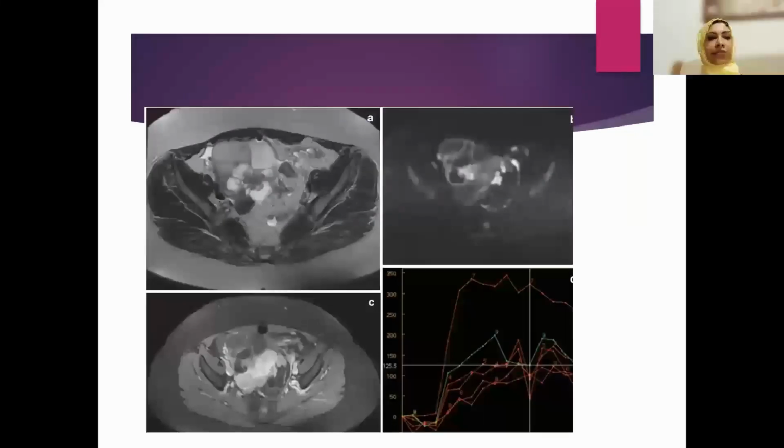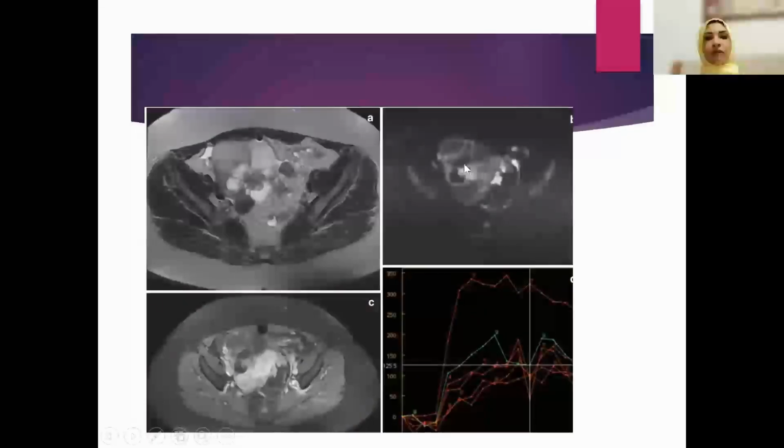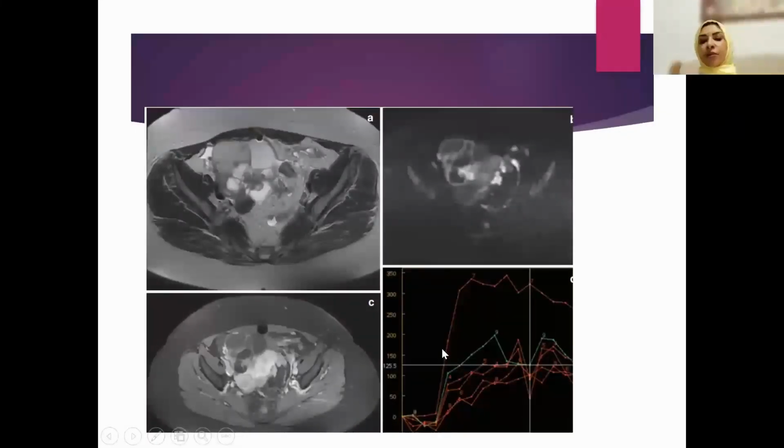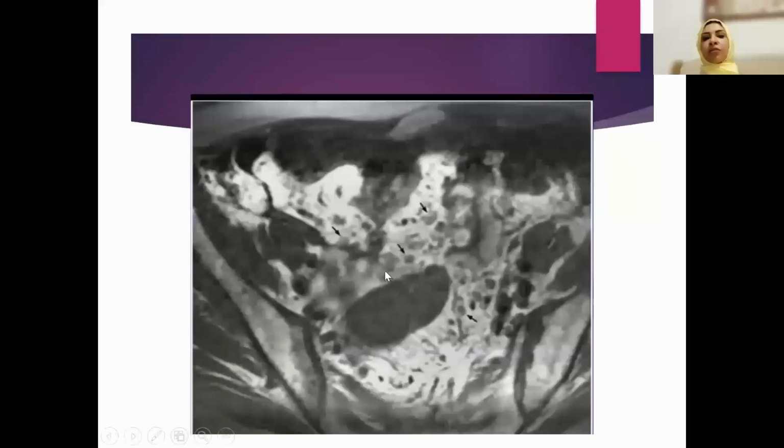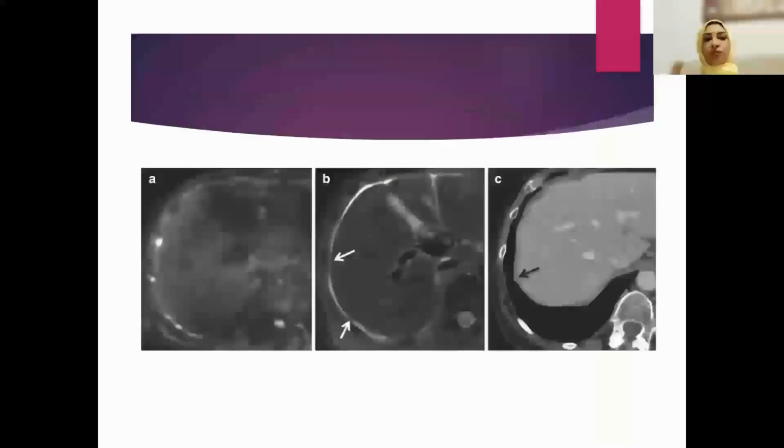This is an example of ovarian malignant lesion showing solid and cystic component, heterogeneous enhancement with areas of non-enhancement, areas of diffusion restriction, and the curve is a type 3, which is rapid uptake, rapid washout. Associated multiple peritoneal nodules, which support our diagnosis of malignancy.